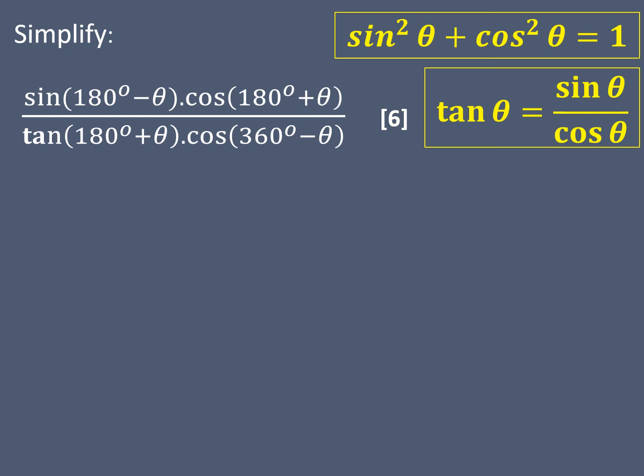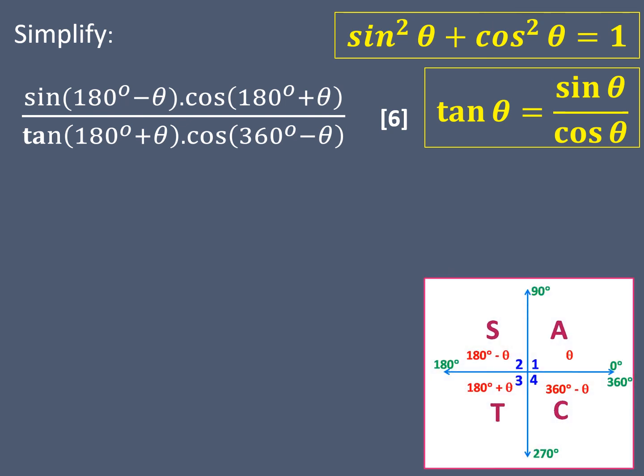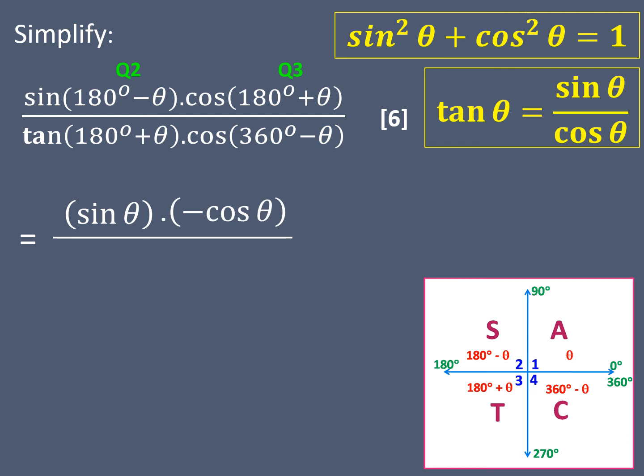Let's look at this question out of 6 marks. We need our CAST diagram to solve it. Let's start with sine of 180 minus theta. 180 minus theta lies in quadrant 2. In quadrant 2, sine theta is positive. Cos of 180 plus theta lies in quadrant 3. Now in quadrant 3, cos is negative, so I write negative cos theta.